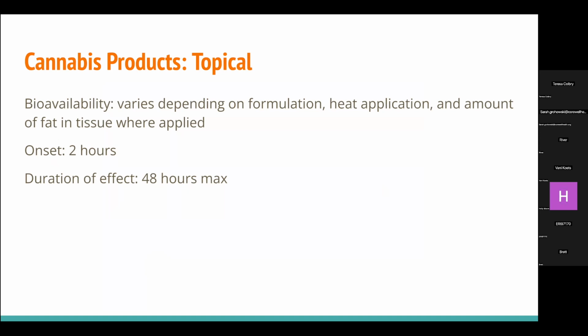It has a slower onset of action of 2 hours, but a really long duration of effect of up to 48 hours. There are some advantages with avoiding, again, that inhalation risk factor and the longer duration of action, but it's really hard to know how to titrate these products and what type of bioavailability patients are being exposed to.